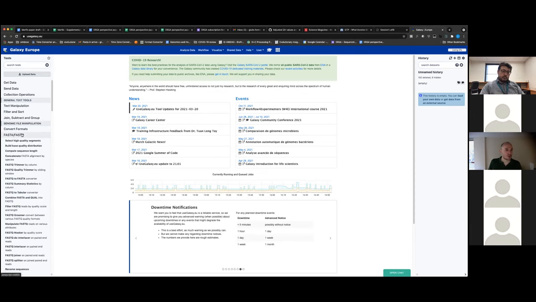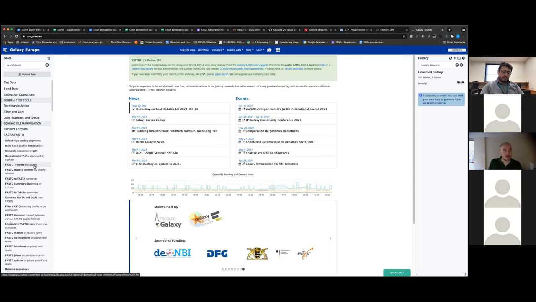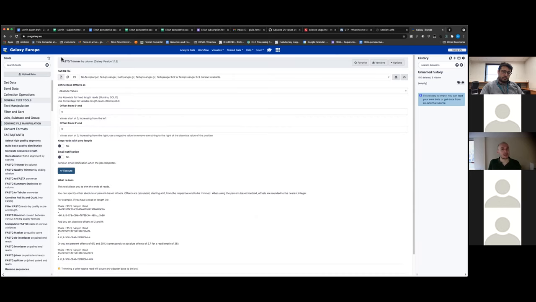Let's say I want to trim the FastQ reads. I click here and you see FastQ trimmer. Normally when you have data, you will see the data listed here. You select whatever file or read set you want to trim, and then there are options that you can decide to change or use the defaults, and then you click execute. Once you execute it, it gets queued, basically in the line of jobs on Galaxy.